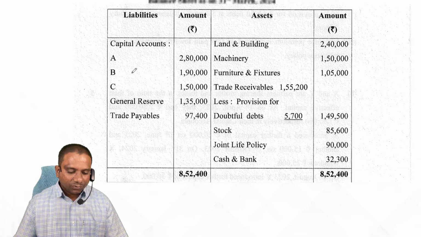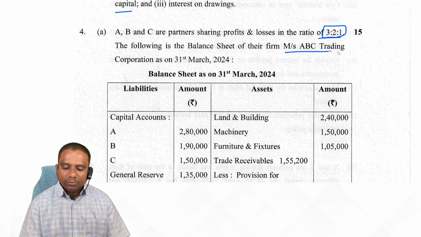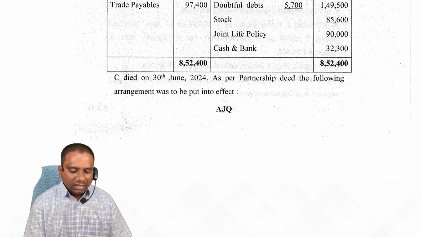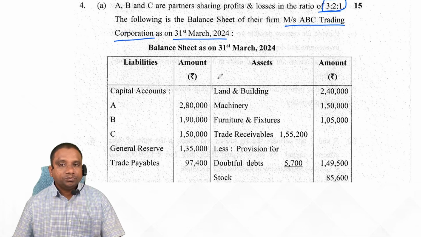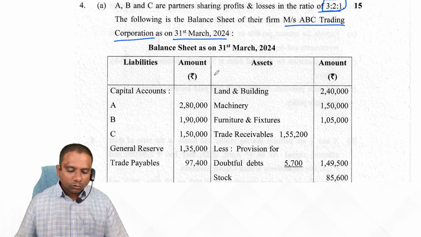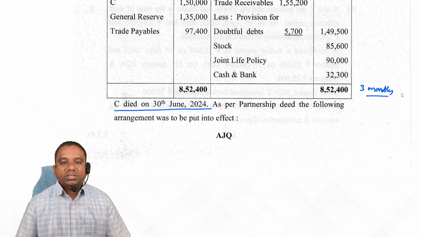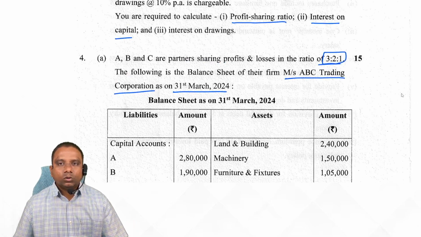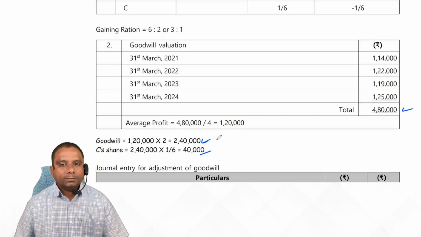Mr. C. Observe. ABC are partners sharing profits and losses in the ratio of 3 to 1. The following is the balance sheet of Messrs. ABC Trading Corporation as on 31st March 2024. Observe. C died on 30th June 2024. For how many months is he alive in the business during the financial year 31st March 2024? That means 3 months he is alive in the business. Yes or no? Okay, fine. So what is his share of profit? C na. So 1 by 6. Out of the goodwill, 1 by 6 is his share.